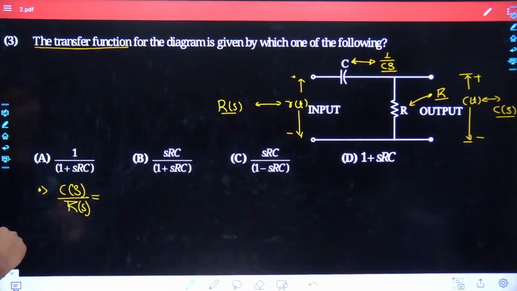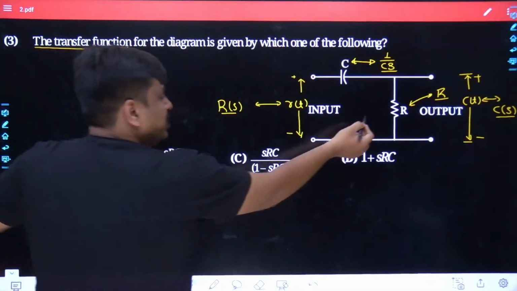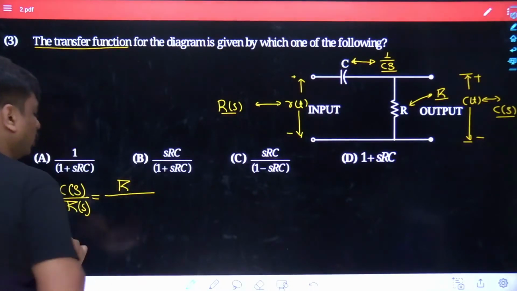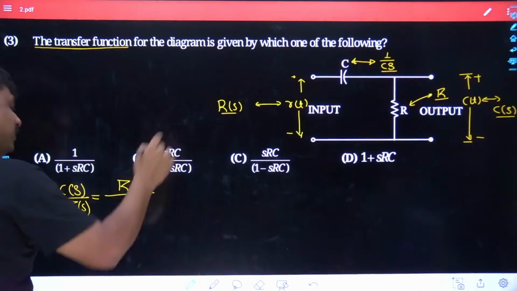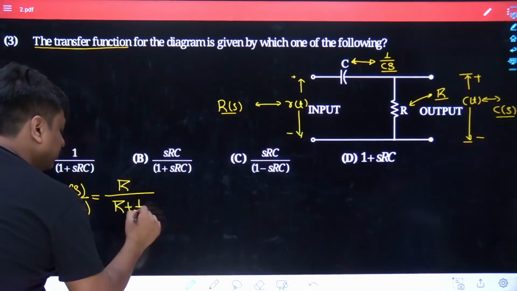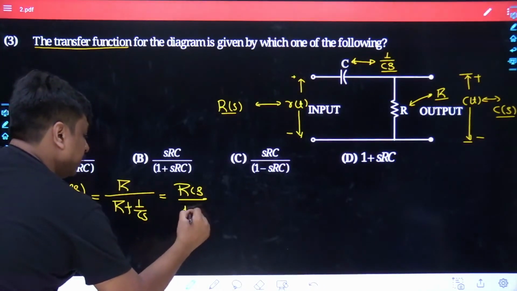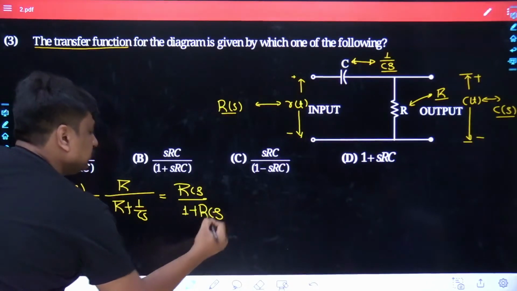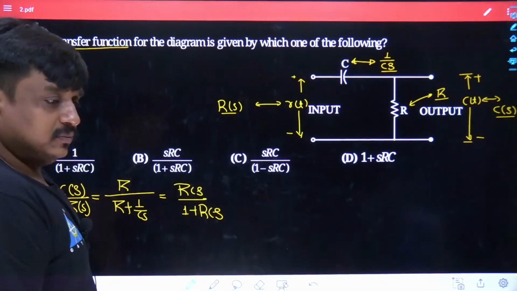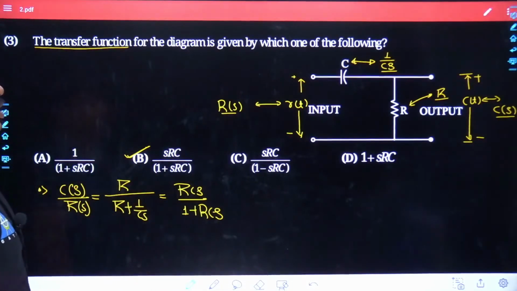In the Laplace domain, keeping all of the initial conditions aside, we have to use the voltage divider rule. The voltage is taken across R, so the impedance of R would come upside, and all of the series resistive as well as impedance elements would come downside. So here it's going to be RCS divided by 1 plus RCS. So yes, B is the best answer.